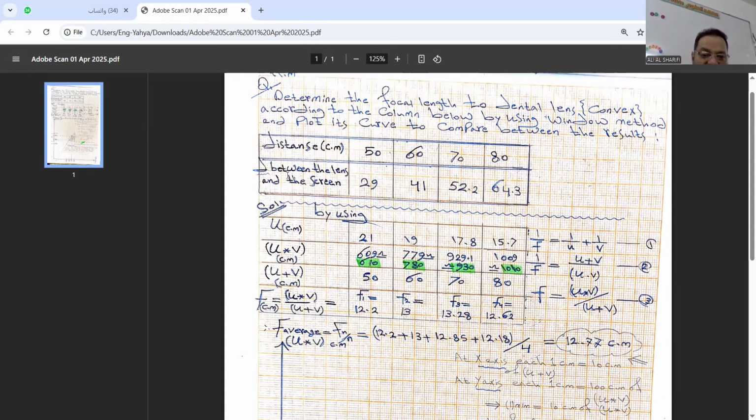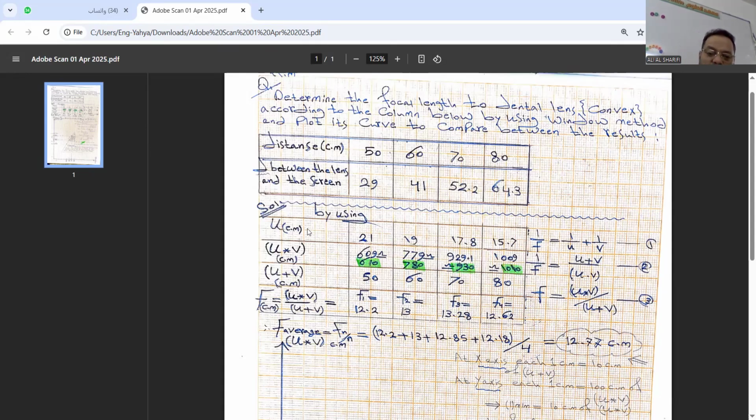When I have the distance D and V, I can calculate U by saying D minus V equals U. Okay? I'm repeating that because V plus U equals the whole distance. So by a simple math equation, I calculated U. It's just 50 minus 29 equals 21, and going like that.